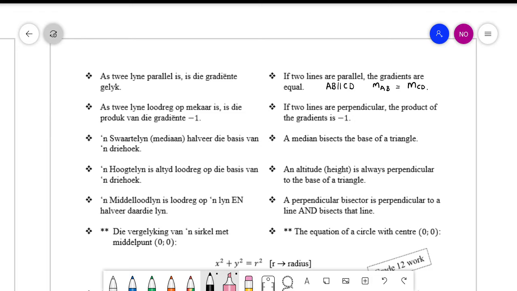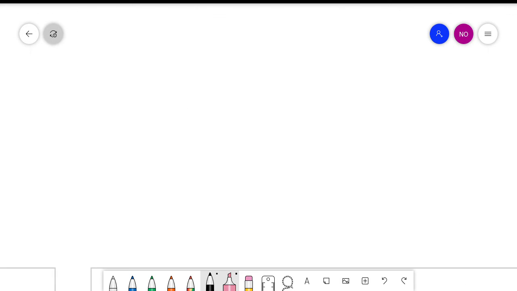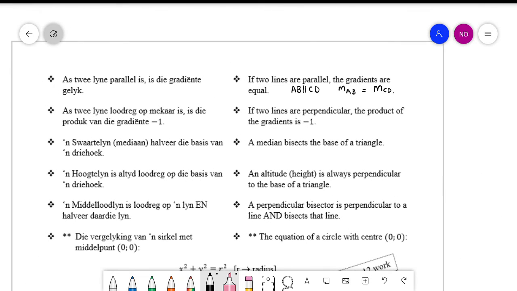Okay. But if two lines are perpendicular to one another, it means that the product of their gradients will be -1. Onthou julle dit van laas jaar af? Sort of? Good.